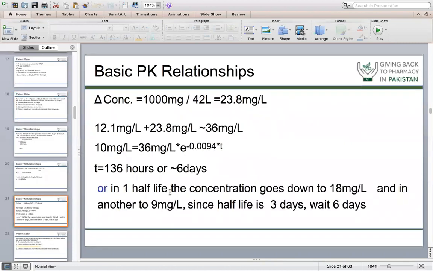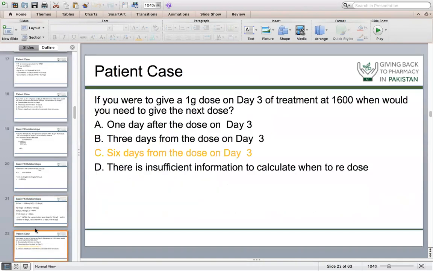So in one half-life, the concentration will go down to 18 milligrams, which is half of the initial concentration. So in 3 days, the concentration will fall to 18 milligrams. And in another 3 days, it will fall to 9 milligrams, which is exactly 6 days. So the right answer is, if you were to give a 1 gram dose on day 3, we will have to wait 6 days from the dose on day 3, right?